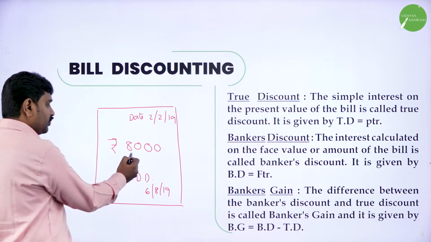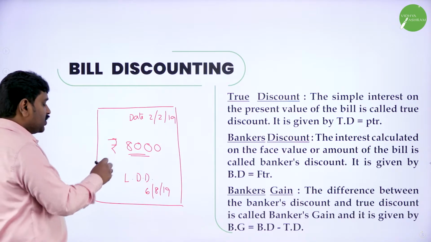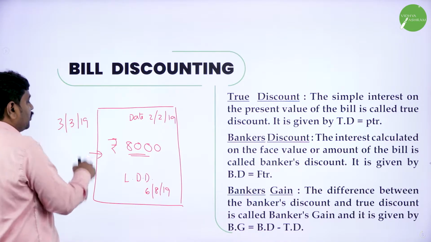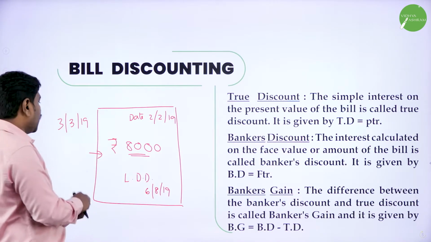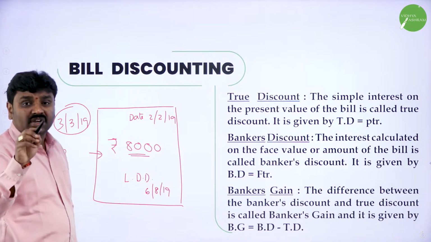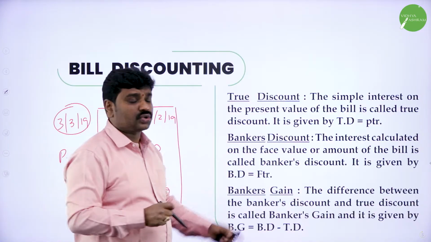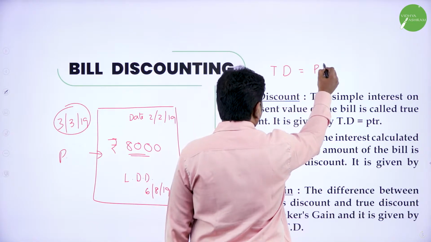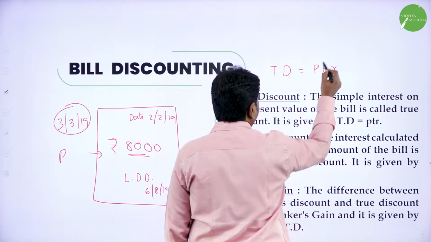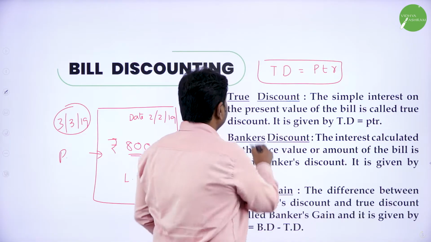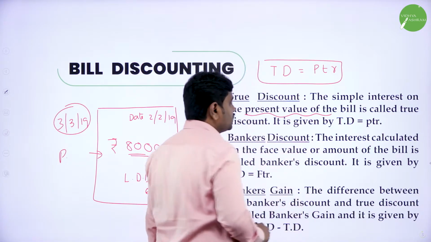So now face value is 8,000, but today's value, suppose if I want to take it on 3rd March 19, 3rd March 19 means before it matures. On that date, what is its value? We call it as present value. On present value, if you calculate the discount, we call it as true discount. True discount is PTR, present value of the bill into time period into rate of interest. So true interest. So simple interest on the present value of the bill is called as true discount.